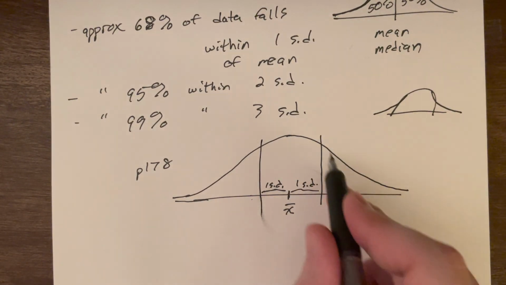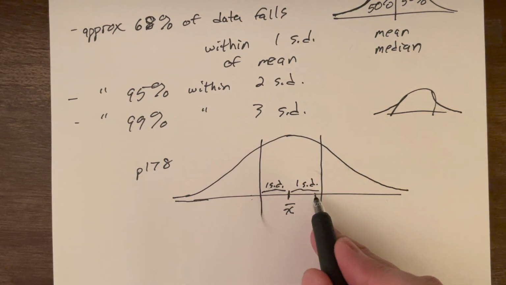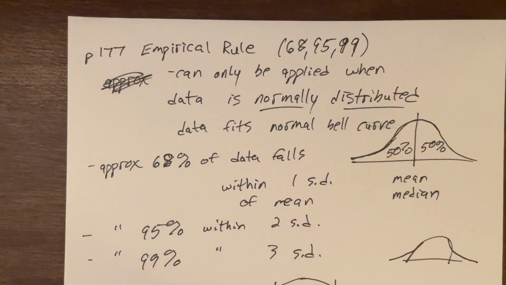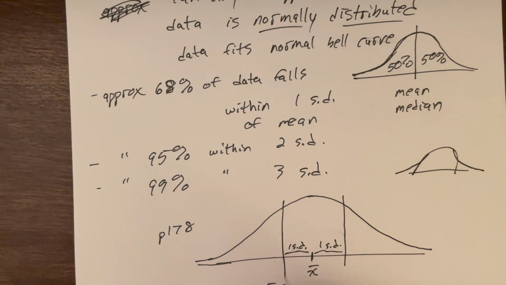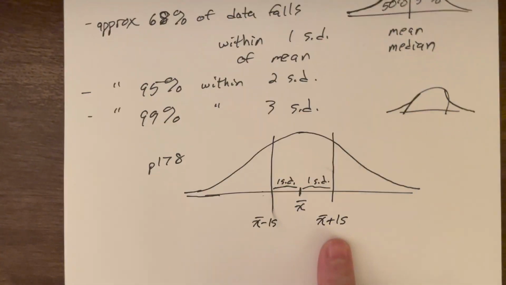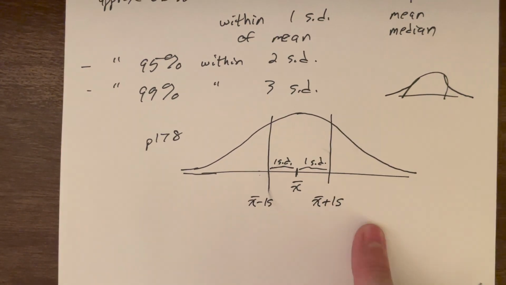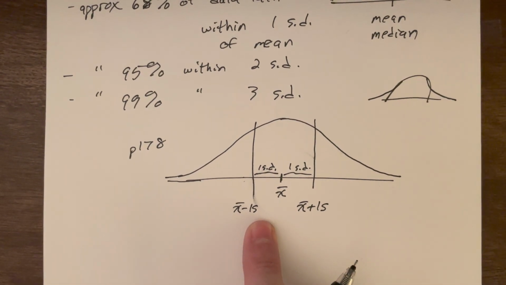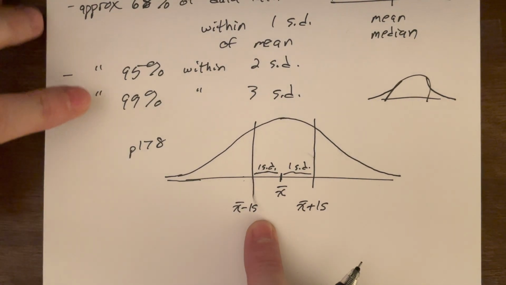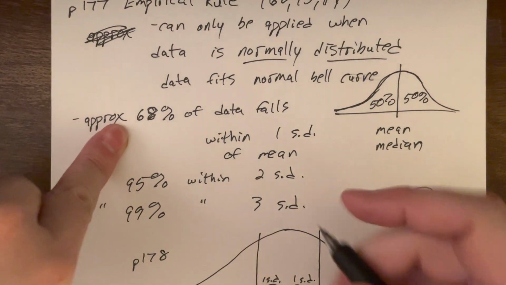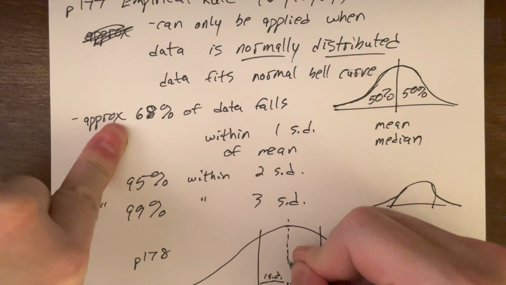There is a big chunk of my data. How much? Approximately 68% of my data falls between X bar minus 1 standard deviation and X bar plus 1 standard deviation. I could use the population notation as well, but I'll just stick with the sample notation. So X bar for the mean, S for the standard deviation. So the full 68% from here to here, but again, we've got nice symmetry.